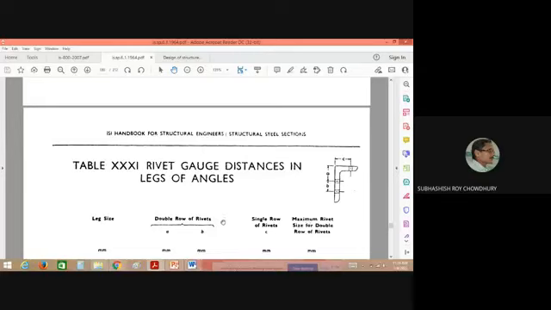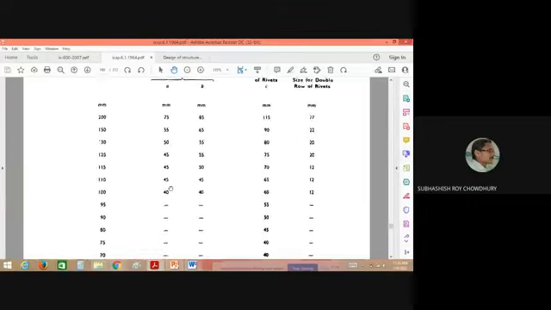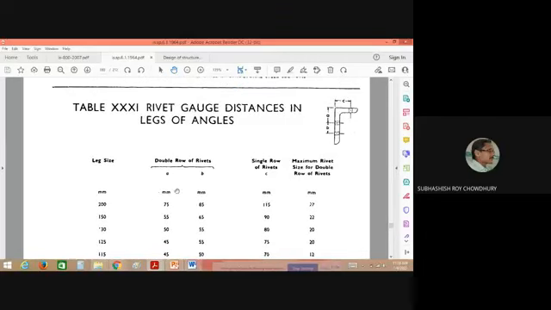Now this is a particular page. This is page number 168. You must remember this page. Page number 168 will be very important. You will require this one number of times.